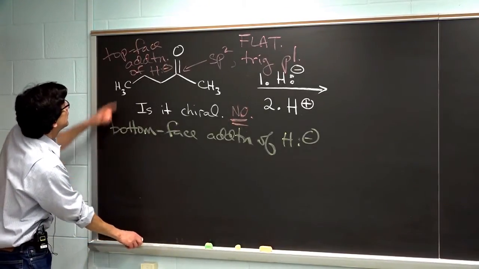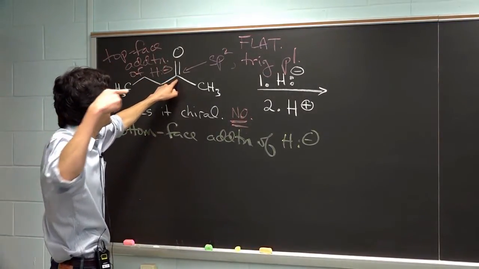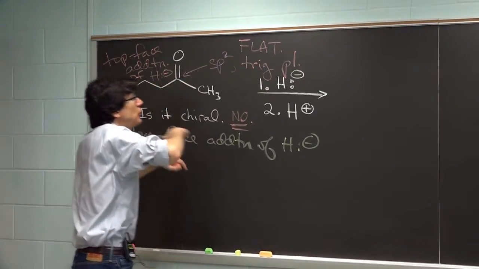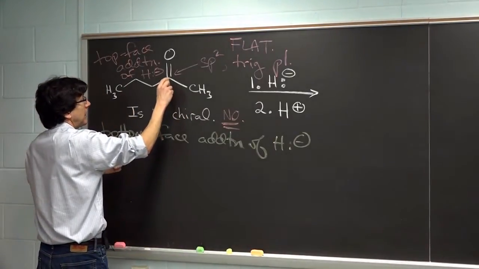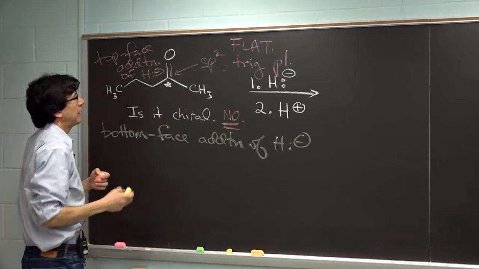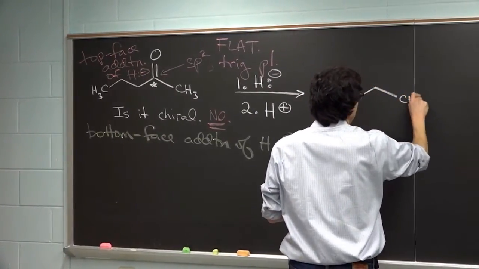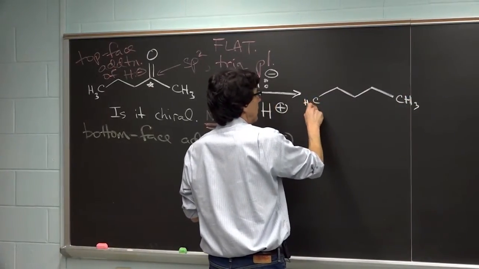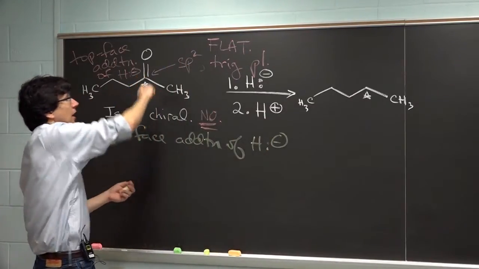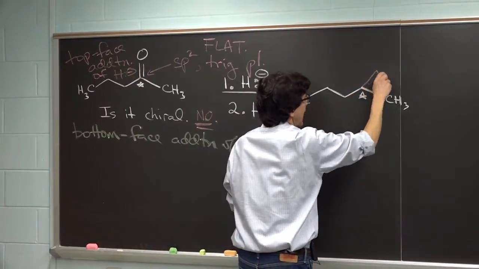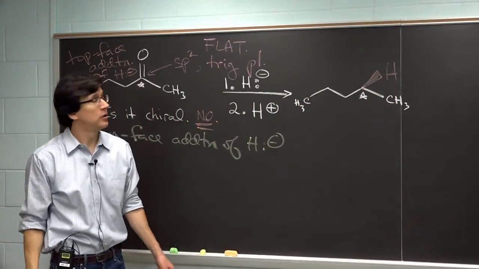Okay, so first of all, let's look at the top face addition possibility. If the hydride comes from here, the new bond is at this carbon, my carbonyl carbon. Let me just put a little star next to it. The new carbon-hydrogen bond at that starred carbon, so here it is. This is the top face addition of the hydride. Here's the hydrogen that added as H-, so it should be on the wedge.